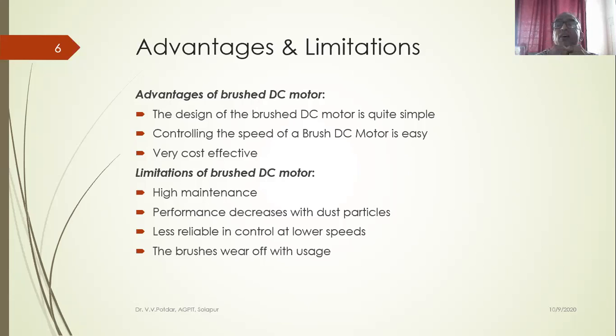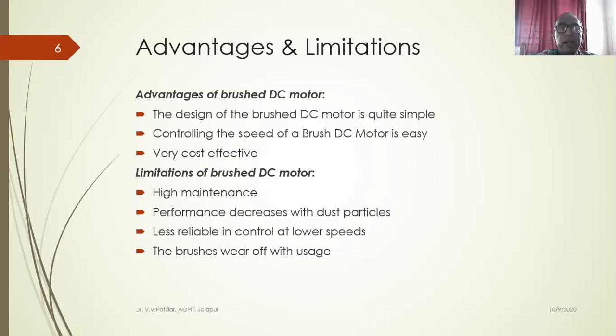There are a few limitations of brush type DC motors as well. As the brushes are there, wear and tear of the brushes will be there, so maintenance will always be higher. This is one of the limitations. The performance decreases with dust particles. Because of the erosion of the brushes, the carbon particles will stay within the motor. So these dust particles plus these carbon particles will affect the magnetic field generating capacity of the motor. So the performance decreases with dust particles. This is one more limitation of brushed DC motors.